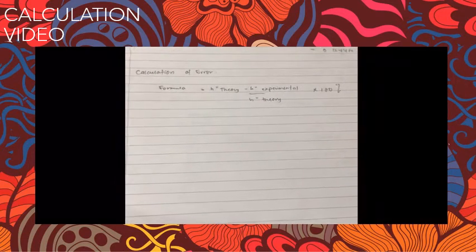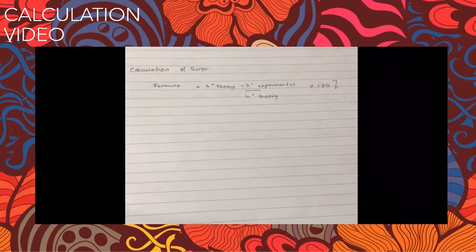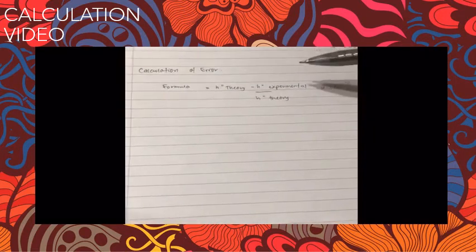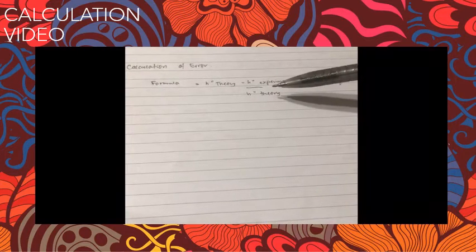So we use this formula for partially immersed and the fully immersed. I use the same formula. So H prime theory minus H prime experimental over H prime theory times 100.